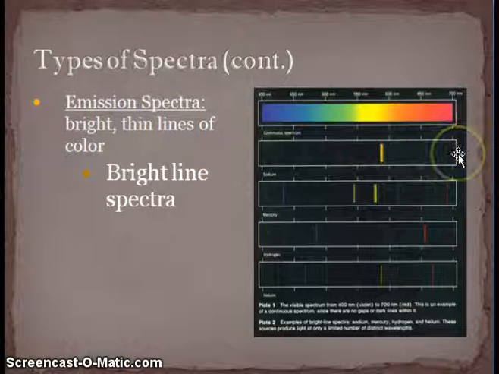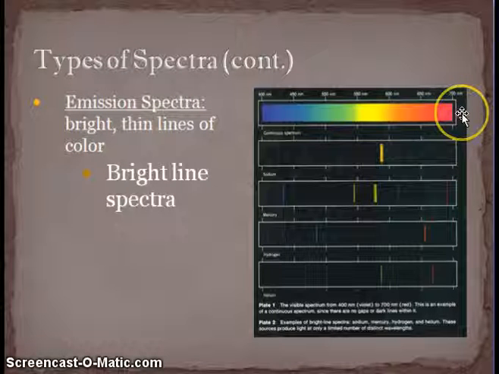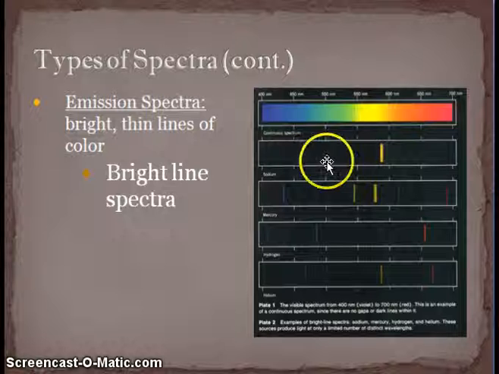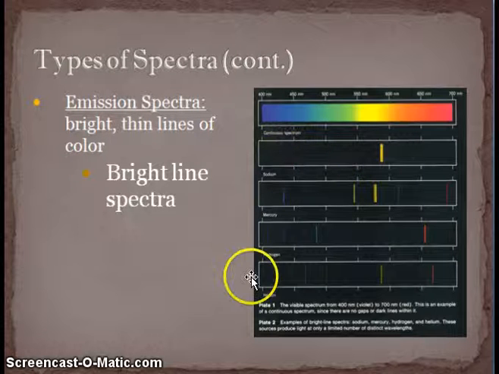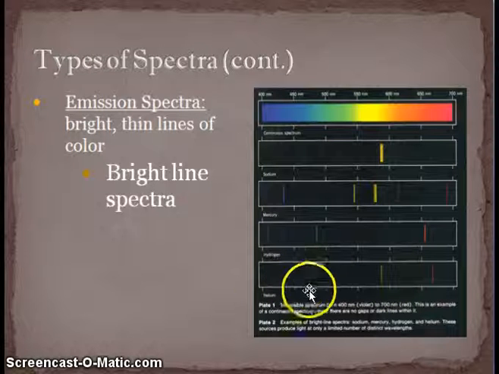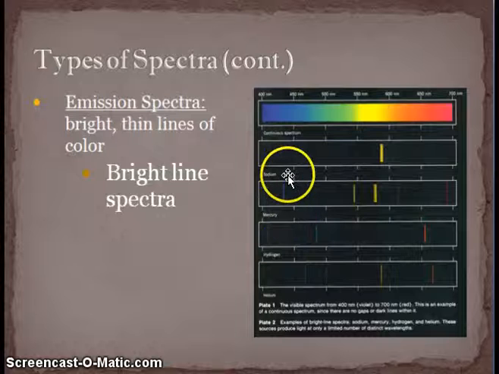But here are some great examples of this for you. At the very top, here's an example of a continuous spectrum that you will see when you look outside at the sun. And then here are some other ones. And here's hydrogen down below. You can see the colors of the different wavelengths that represent helium, hydrogen above, and then mercury, and then sodium.